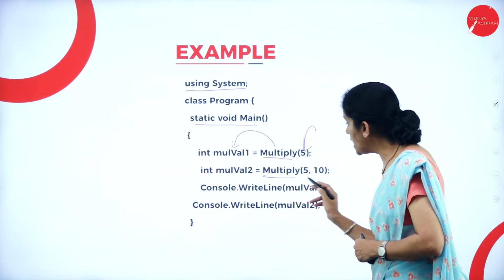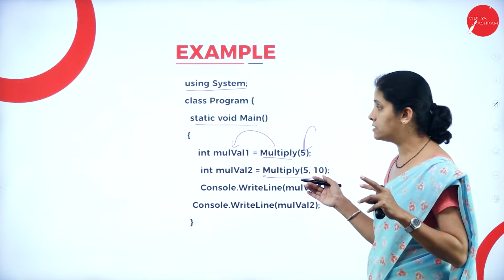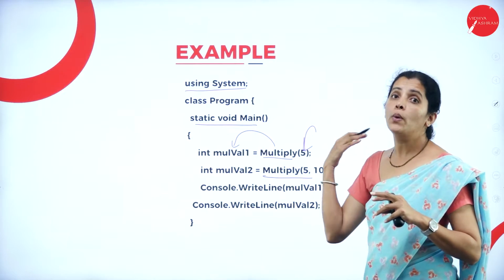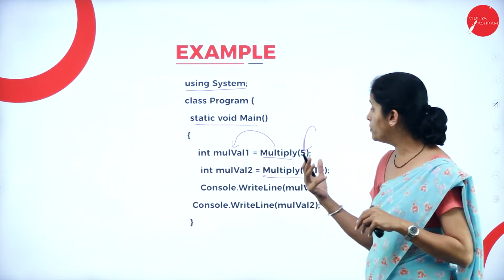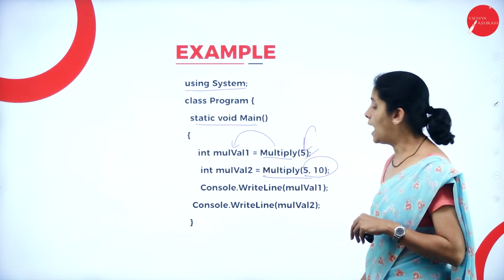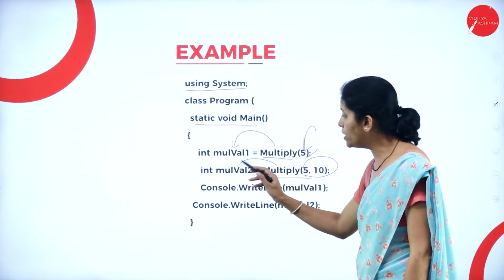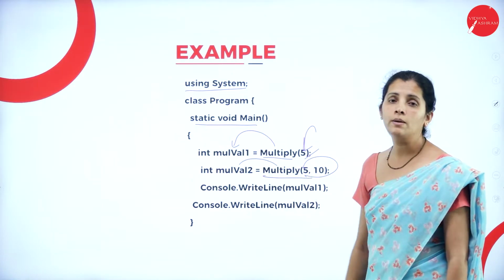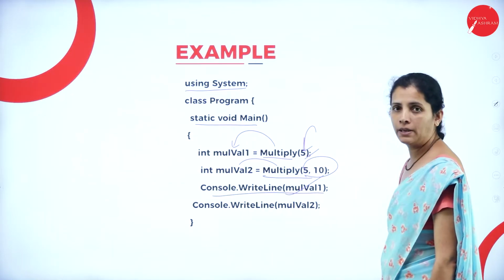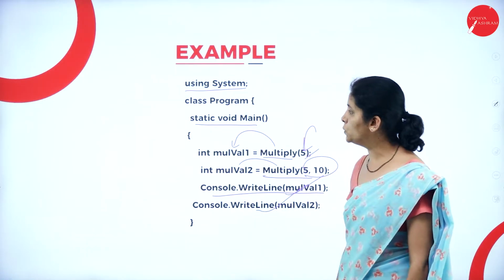See, the second time, I'm going to pass 2 arguments. As the name itself indicates, I'm going to have a variable length of arguments. So here 1 argument, next time 2 arguments, and this method is going to return some value that is stored in the variable called multiplication 2.